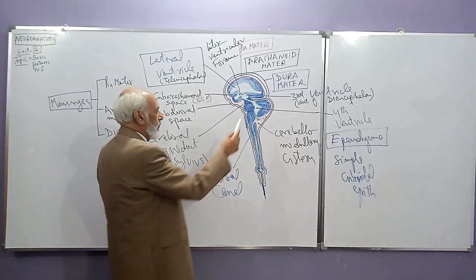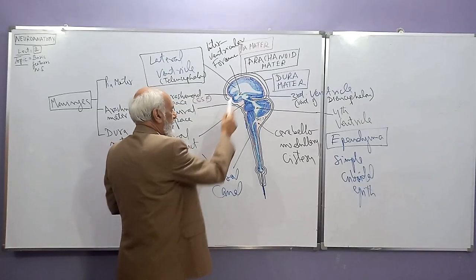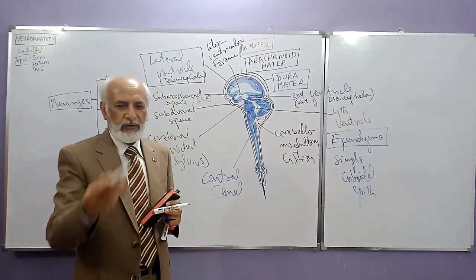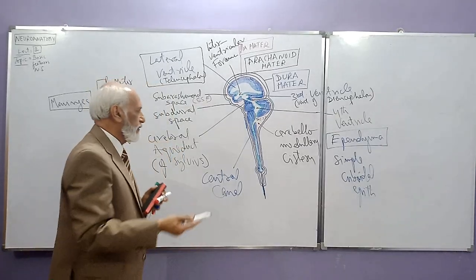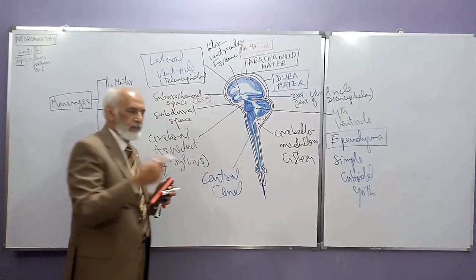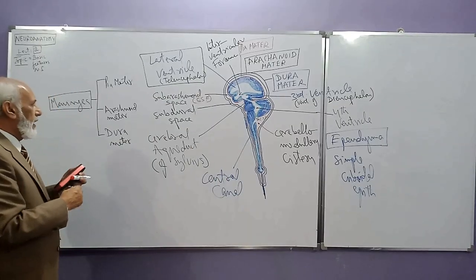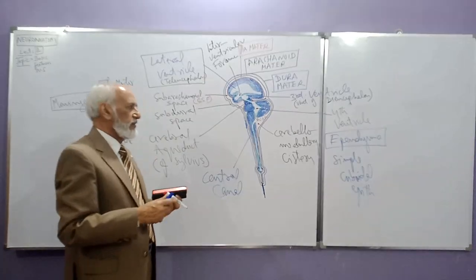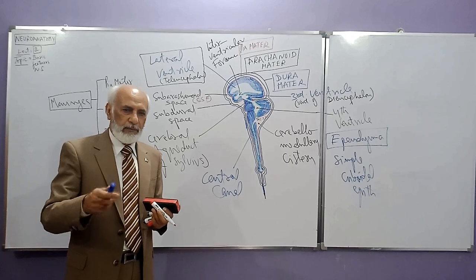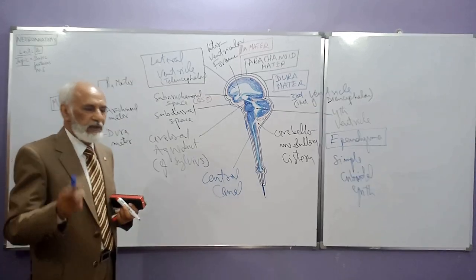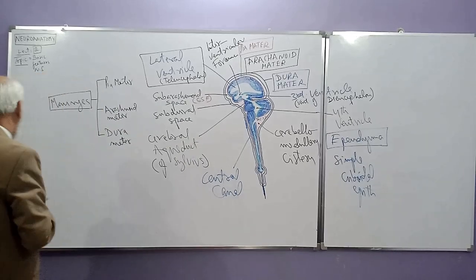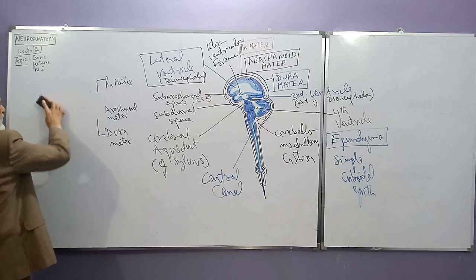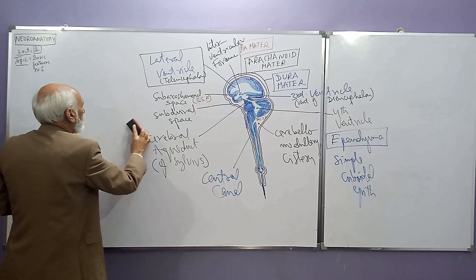In other words, both outside and inside the brain there is fluid, just like in the case of an embryo, where outside is the amniotic fluid in which the brain floats inside. All these ventricles and canals are lined by ependyma, which is a simple cuboidal lining. Now, this was about meninges.